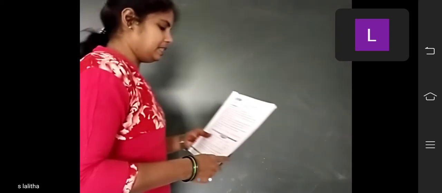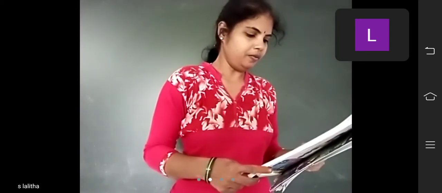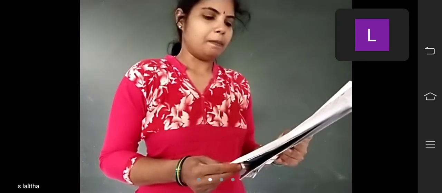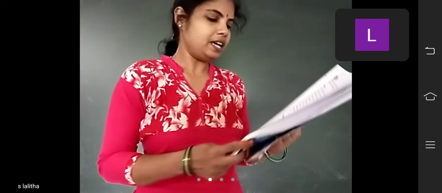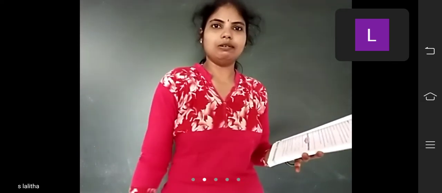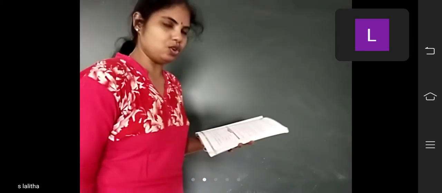Now see the children, exercise 3.1, first question. Which of the following numbers are divisible by 2, by 3 and by 6? Here some numbers are given which are divisible by 2 and which are divisible by 3 and which are divisible by 6. You have to find it by using rules, children.